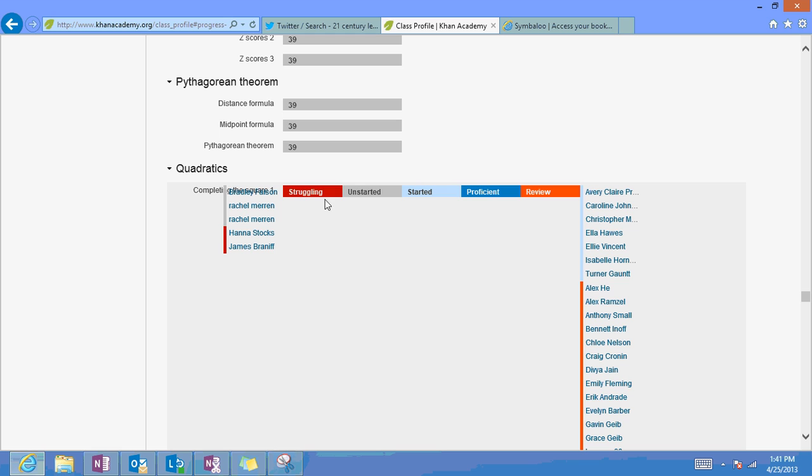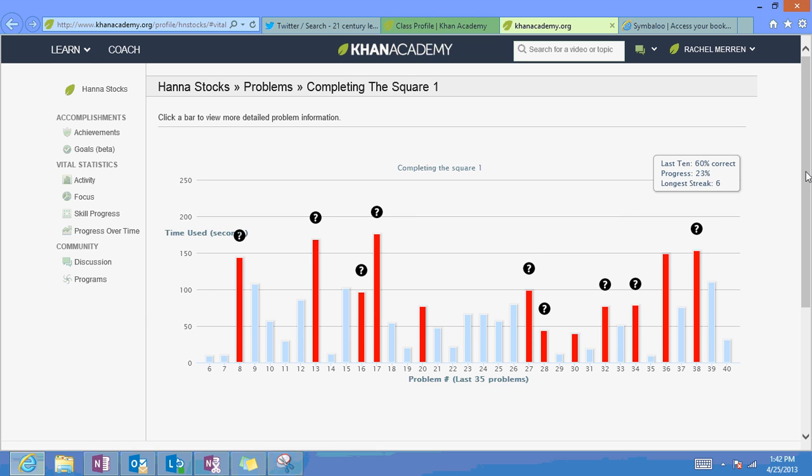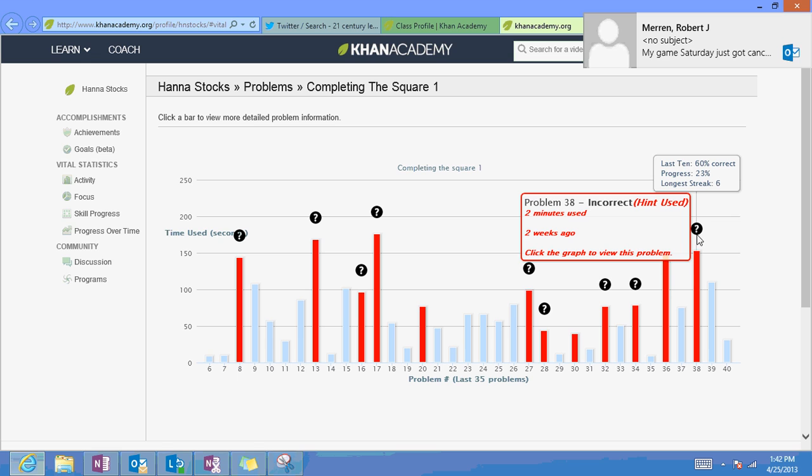Okay, so here, if it is red, then that means they were struggling. So, for instance, these two students struggled with the assignment. I can actually click on a student, and it brings up all of the problems she did. So she actually did 40 problems. It tells me how long she spent on each problem, and then red if it was incorrect, blue if it was correct. The little question mark is if they used a hint there.